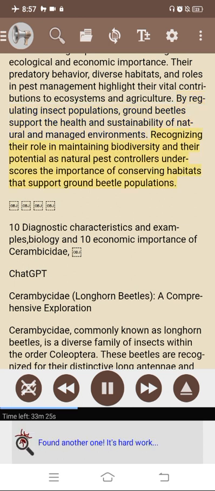Recognizing their role in maintaining biodiversity and their potential as natural pest controllers underscores the importance of conserving habitats that support ground beetle populations. 10 diagnostic characteristics and examples, biology and 10 economic importance of Cerambycidae.